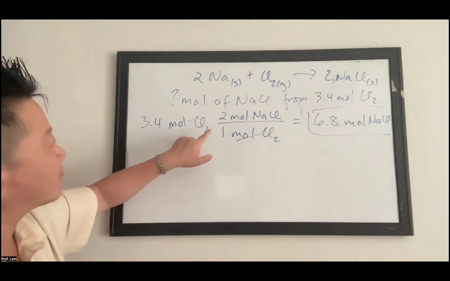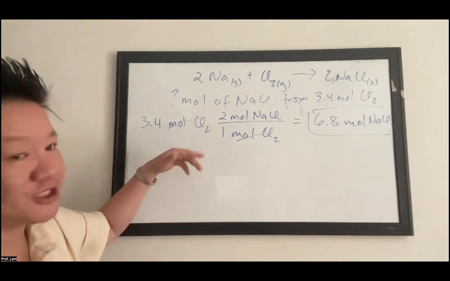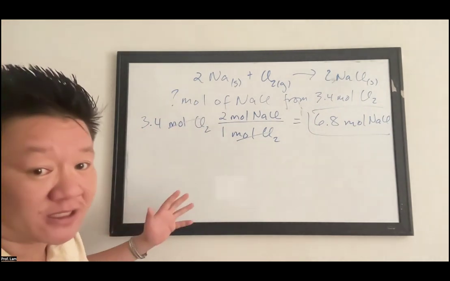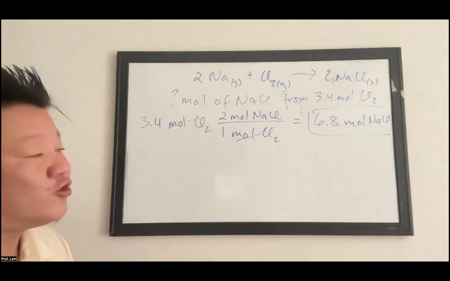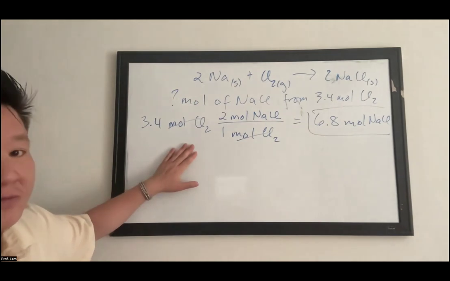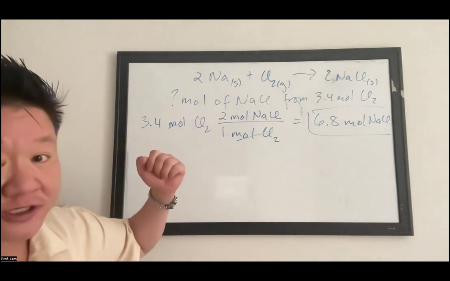But notice, if you just set up your conversion factor right, the multiplication and the division, whatever it is, is going to work itself out. You don't have to do that thinking. That's why it's such a foolproof way of solving problems. So 3.4 times 2 is 6.8, just because the 2 is on top.